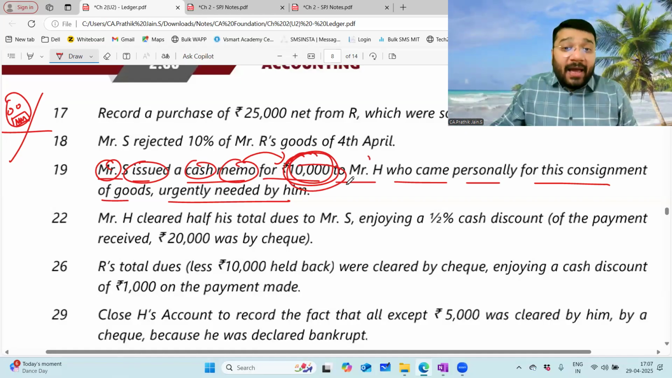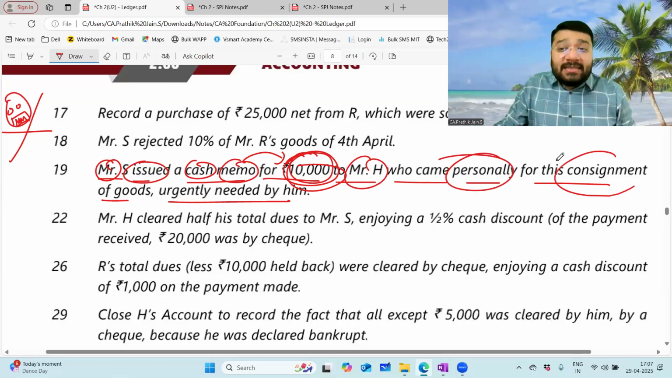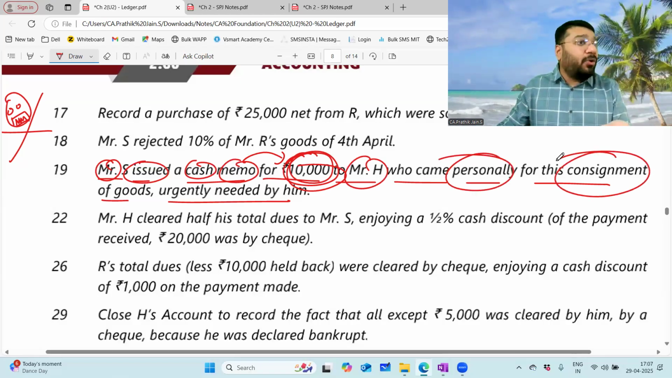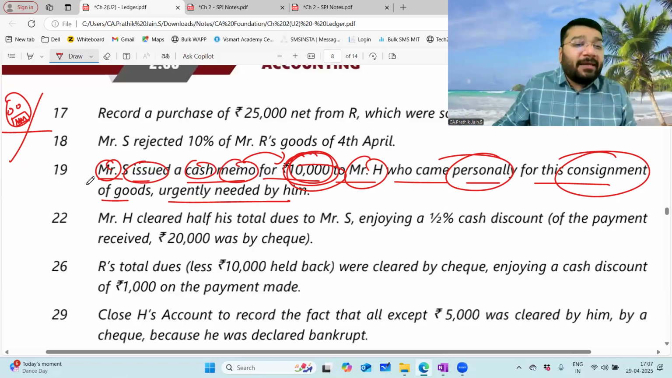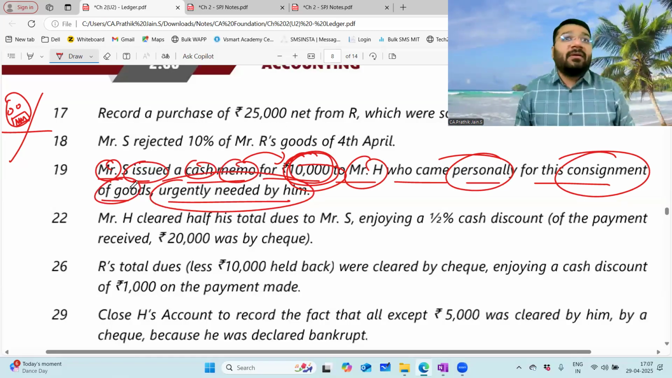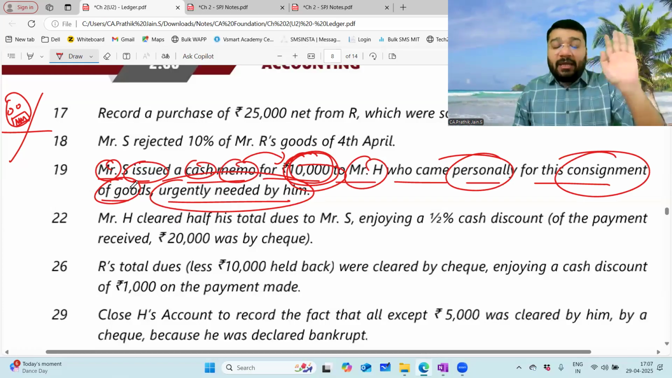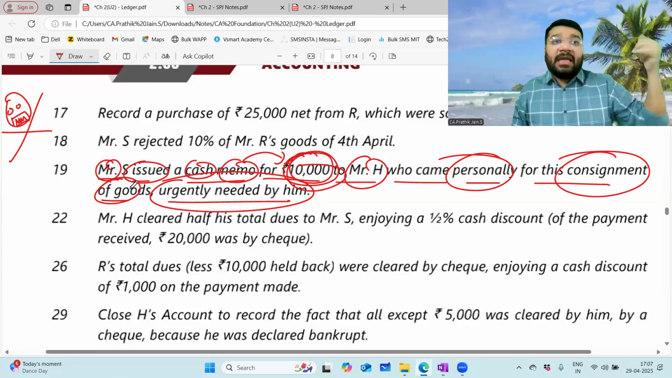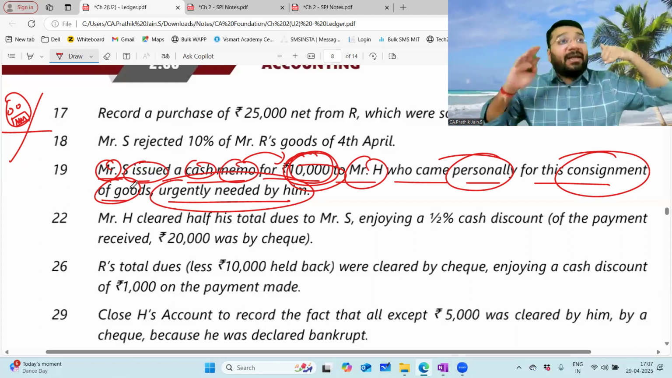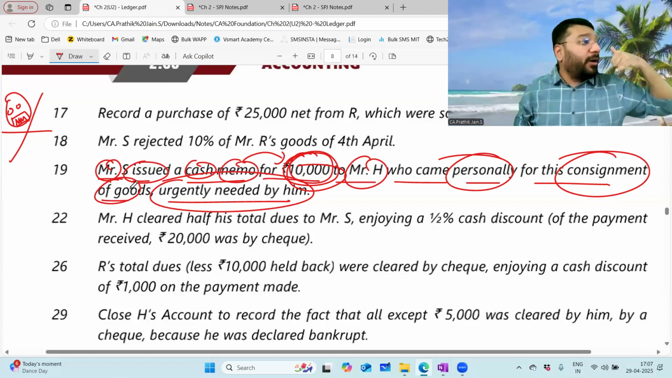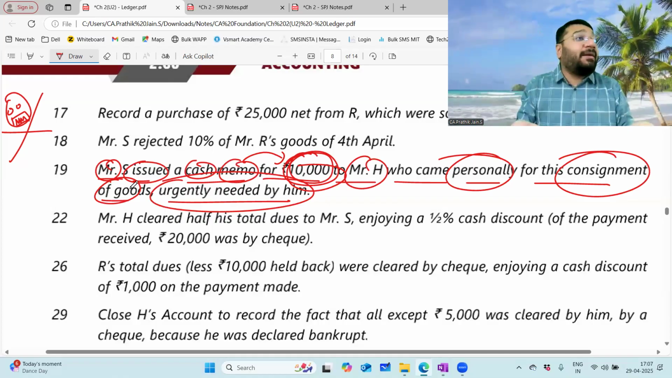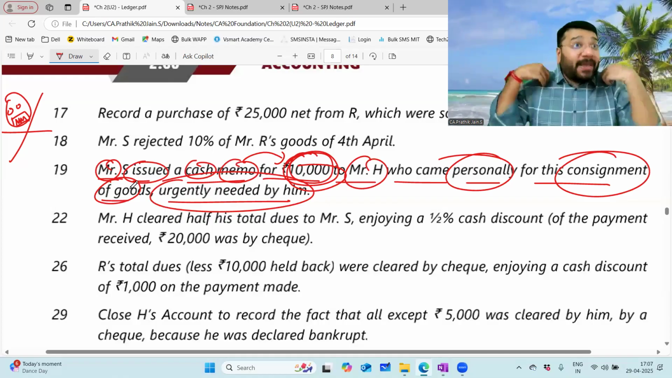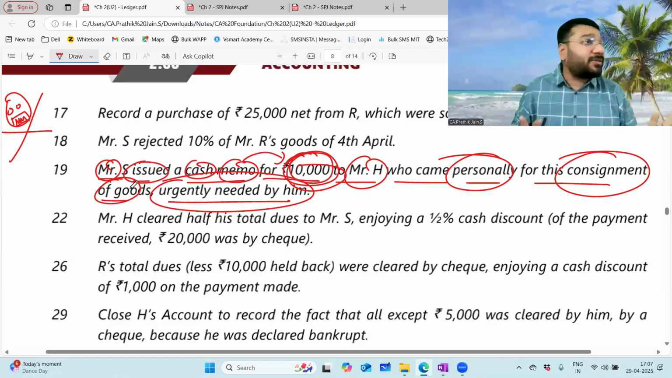And this guy came personally for this consignment. Consignment is nothing but the goods I'm selling. To take delivery of those goods, he came to my shop directly because he was in urgent need. Otherwise, if he was not in urgent need, he would do the order on phone and I would take my own sweet time to send the product. But this time it was urgent. So he said, you don't send, I will myself come and collect. Not just collect, I will also pay the money on the spot. That much urgent need it was.